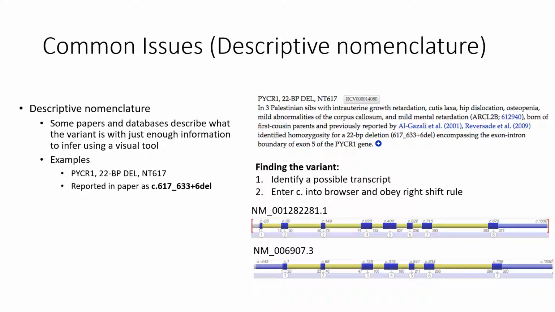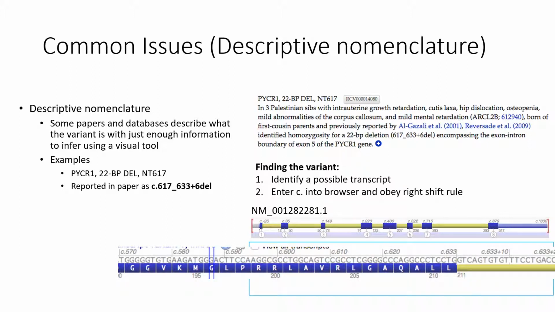However, if you look at the second transcript, the 6907.3, we can see that the beginning of exon 6 actually starts with c.634, which means the end of exon 5 is c.633. So we know that that is the intron-exon site that we're looking for, and this is the transcript that we want. So we will start writing our HGVS expression with this NM_006907.3.